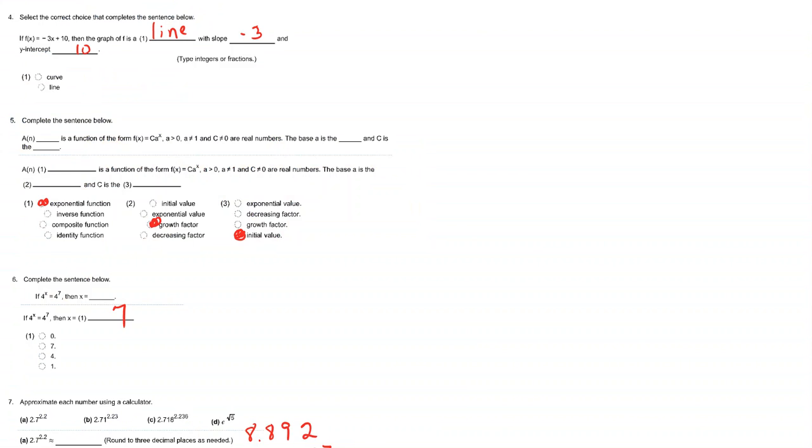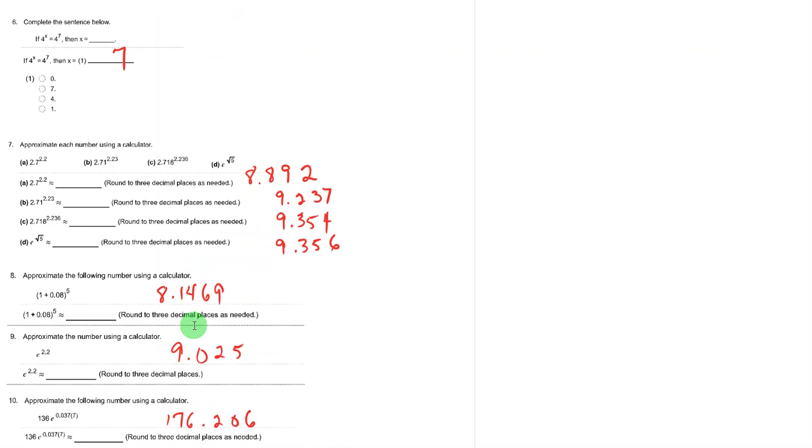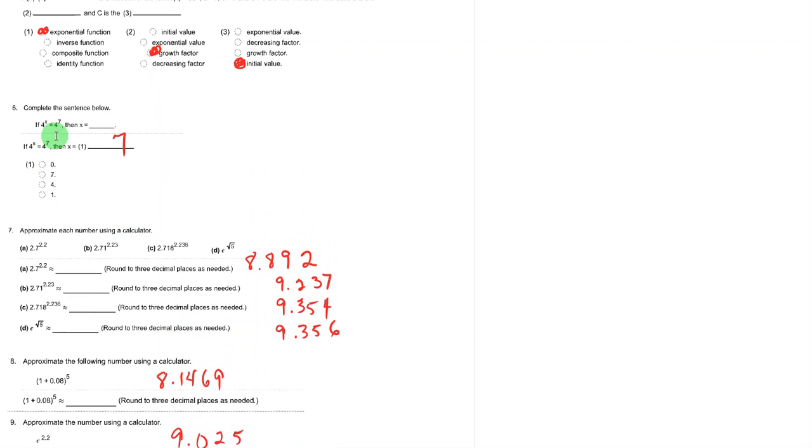Let's see. All right, this is an exponential function. That would be your number 1. The base A is the growth factor and C is the initial value. So the base that's being raised to the x, that's the growth factor, and C is the initial value. So you got that. Complete this one. 4 to the x equals 4 to the 7. So x equals, remember you get rid of the bases, so x has to be 7.